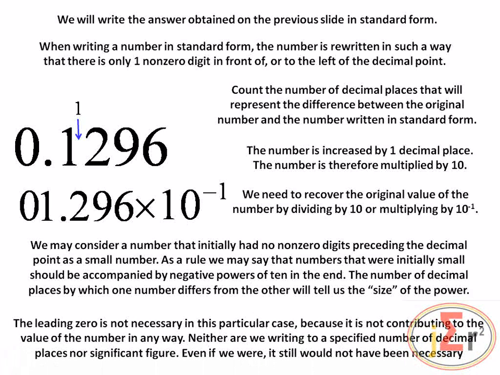The leading 0 is not necessary in this particular case because it is not contributing to the value of the number in any way. Neither are we writing to a specified number of decimal places nor a significant figure. And even if we were, it still would not have been necessary. So, not necessary under any condition at all. We therefore eliminate it altogether.